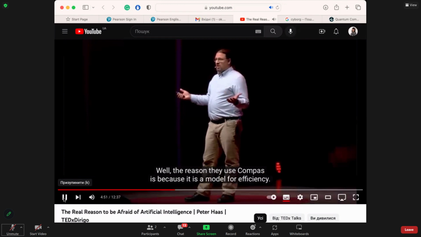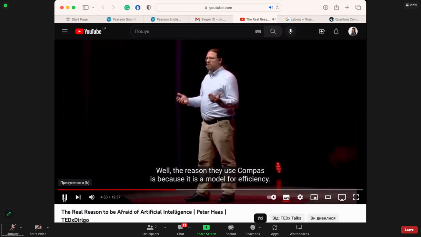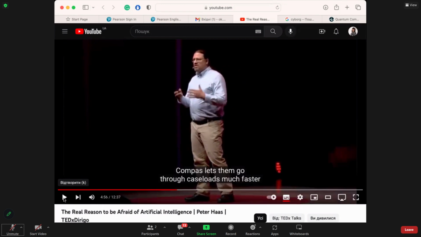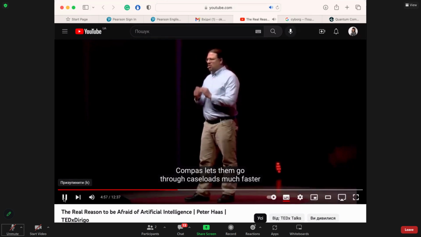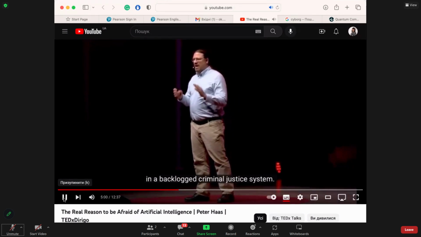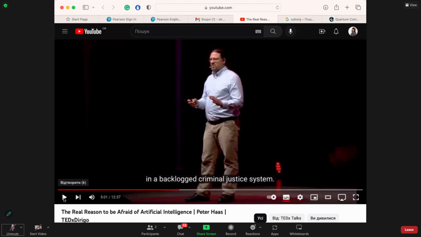Well, the reason they use Compass is because it is a model for efficiency. Once again, the reason given lets them go through caseloads much faster in a backlogged criminal justice system. So it helps go through caseloads much faster. This sentence, what is it? So the first one was the reason.